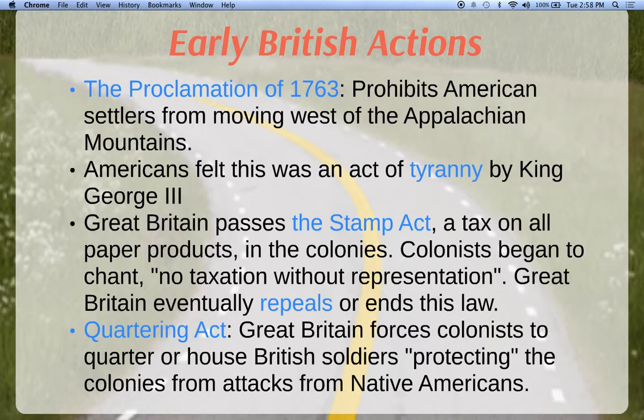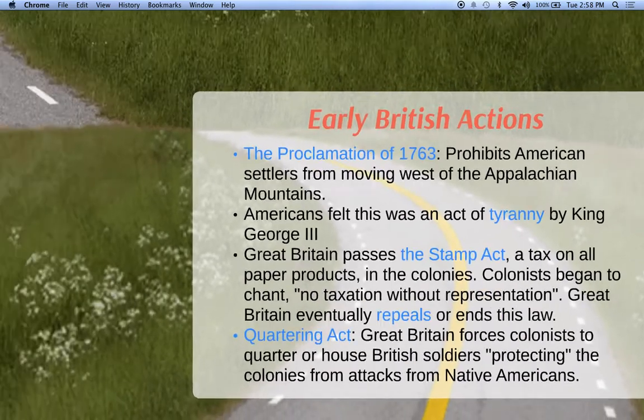Another one was the Quartering Act. This is when Great Britain ultimately forced the colonists to house British soldiers that were there to protect the colonists from attacks from people like Native Americans and things like that. So imagine just having to have a soldier, somebody maybe you didn't like, staying at your house using your stuff. Okay, there you have the Quartering Act. Let's move on to some other stuff.